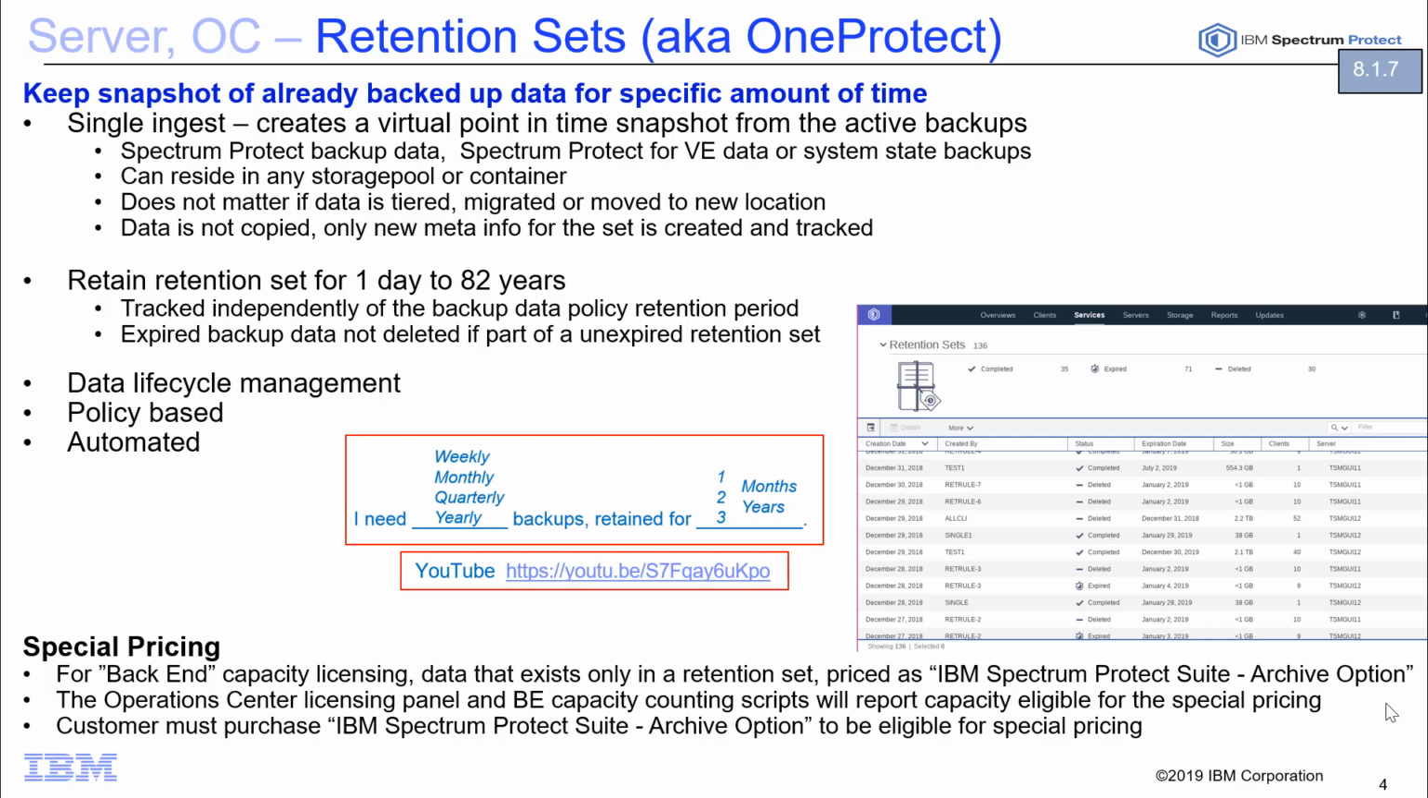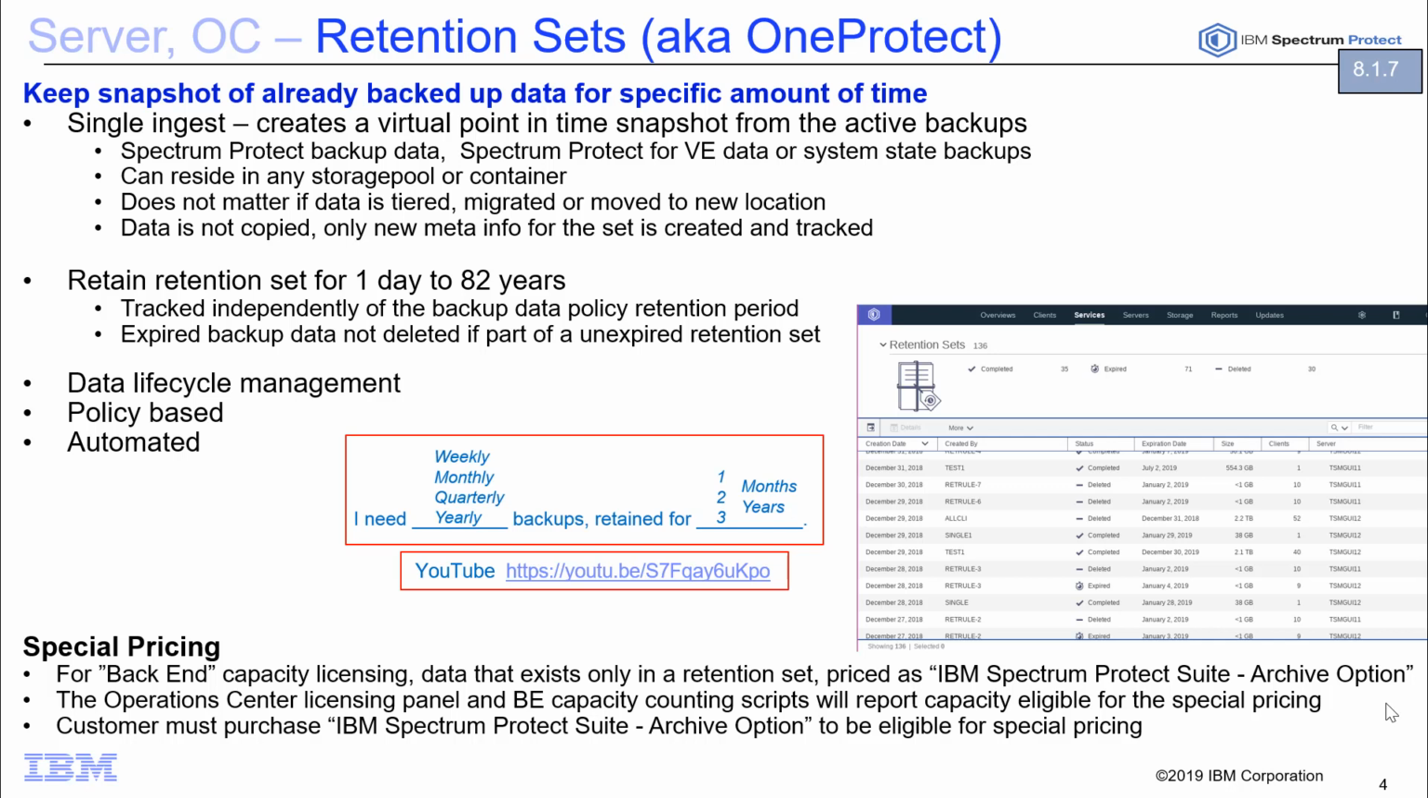Now, for this version, the data is not copied. We're using the existing data wherever it resides inside of Spectrum Protect. All we're doing is updating the meta information so that we can track that retention set. Now, retention sets can be retained anywhere from 1 day to 82 years, and we are tracking these independently of the backup data retention period.